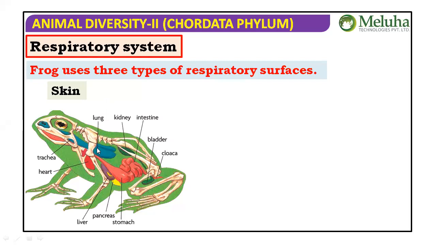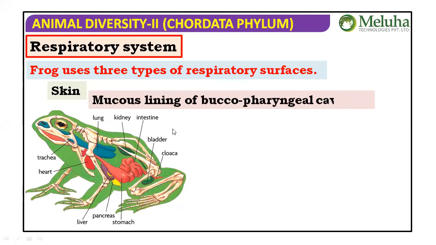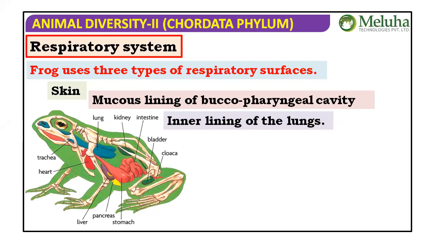The lung is one of the surfaces for respiration. Where lungs are present, we call it pulmonary respiration, and skin is another surface. Respiration through the skin is said to be cutaneous respiration, and there is the mucus lining of the buccopharyngeal cavity and the inner lining of the lungs. Which means there are three respiratory options for the frog.